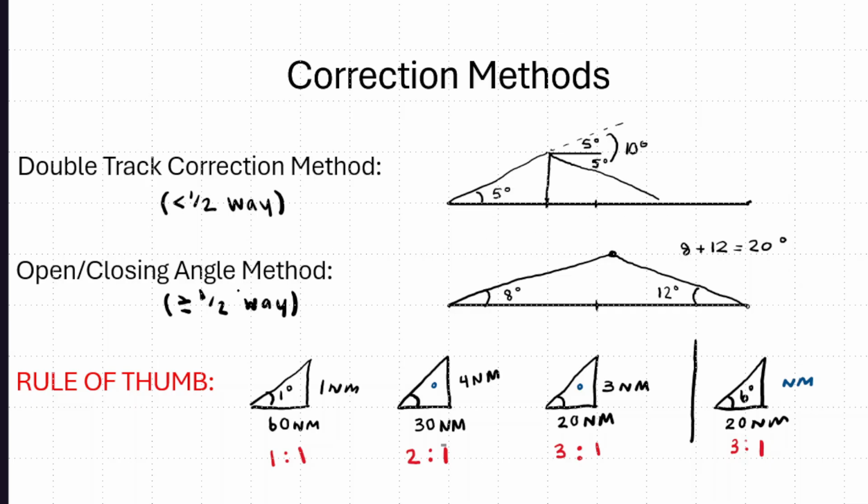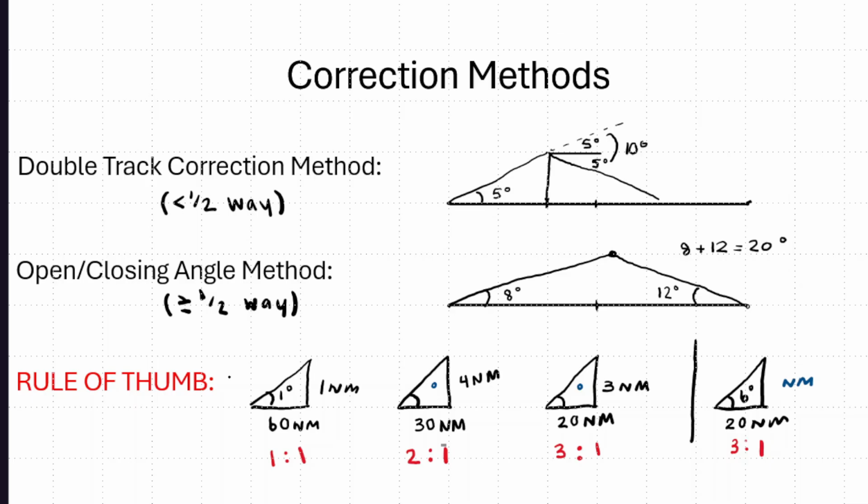And then we also have the opening closing angle method. We use this one when we're halfway or more than halfway because it's going to get us directly to the destination. So an example here, we've drifted 8 degrees, let's say, we're over here, so we're more than halfway. And we would find our closing angle to get to the destination. You add your opening, you add your closing, so 8 plus 12 would be 20, and in that case we would correct 20 degrees. We would turn 20 degrees to get to our destination, and we would turn to the right, for example, if we were flying this way.